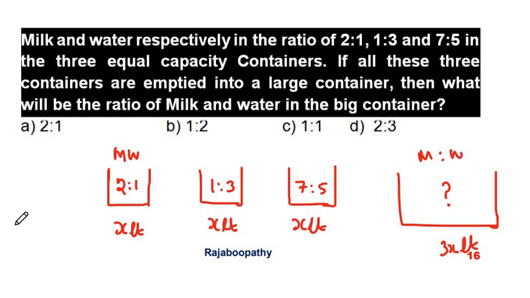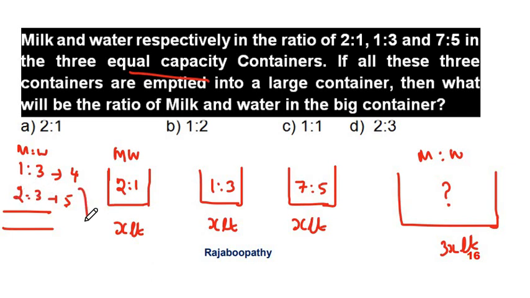You are supposed to know some rule. For equal capacity containers, for example, 1 is to 3, milk and water. Another one is 2 is to 3. I cannot add them directly. Because 1 is to 3 means 4 parts in the ratio, and 2 is to 3 means 5 parts. Here 4 parts, here 5 parts. Therefore I cannot add. If the number of parts are equal, then I can add.